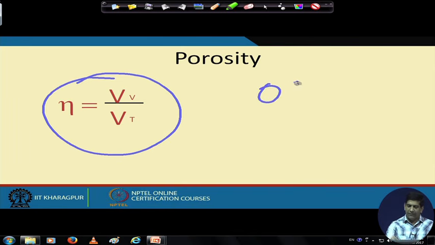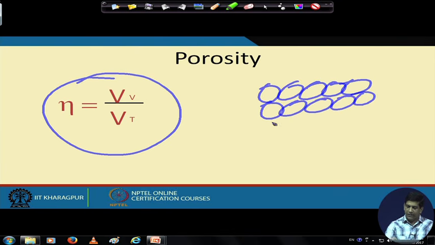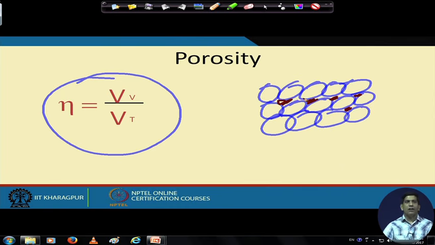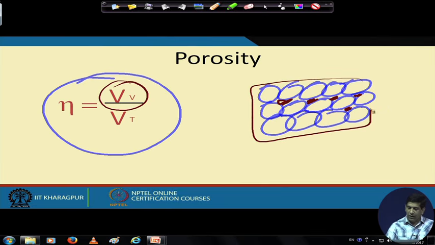If you have several pebbles all put together, depending on the size of the pebbles, when they are stacked together, in between we have some space left. These are the void spaces. So the volume of these void spaces divided by the total volume. The total volume is in the denominator, and the volume of these void spaces is in the numerator. That gives us the porosity.